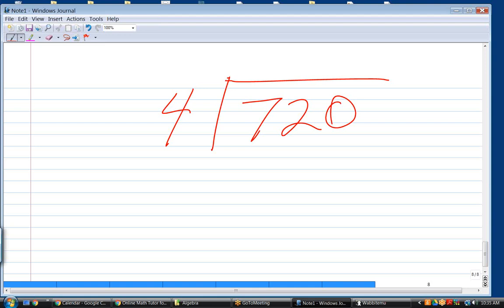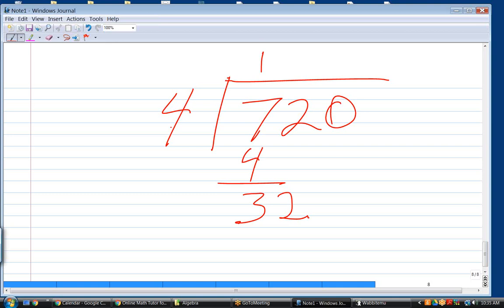How do I divide that? Start by dividing this number into that number. Will it go? 1. Okay. Now multiply that times 4 and write it below that. And now subtract. And then bring down the next digit.